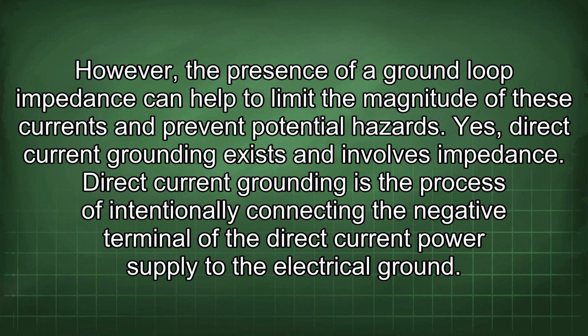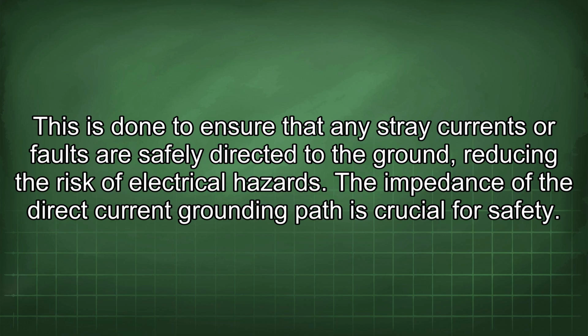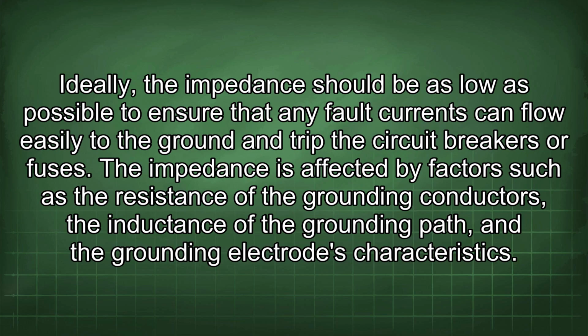Direct current grounding is the process of intentionally connecting the negative terminal of the direct current power supply to the electrical ground. This is done to ensure that any stray currents or faults are safely directed to the ground, reducing the risk of electrical hazards. The impedance of the direct current grounding path is crucial for safety. Ideally, the impedance should be as low as possible to ensure that any fault currents can flow easily to the ground and trip the circuit breakers or fuses. The impedance is affected by factors such as the resistance of the grounding conductors, the inductance of the grounding path, and the grounding electrode's characteristics.